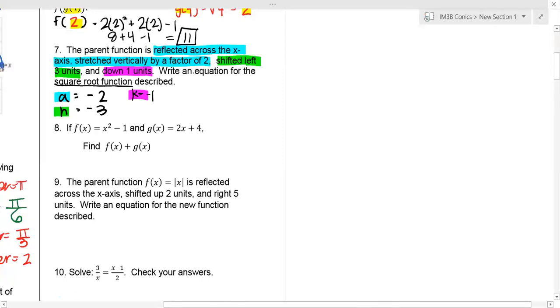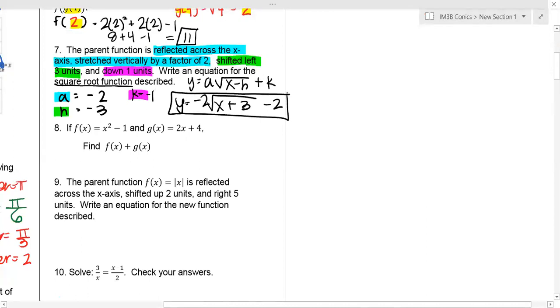And so what that gives us in a square root function, remember that we're looking at y equals a times radical x minus h plus k, means we have -2 times the square root of x plus 3 minus 1 as our function.